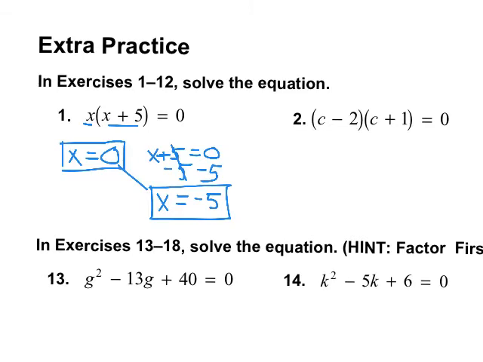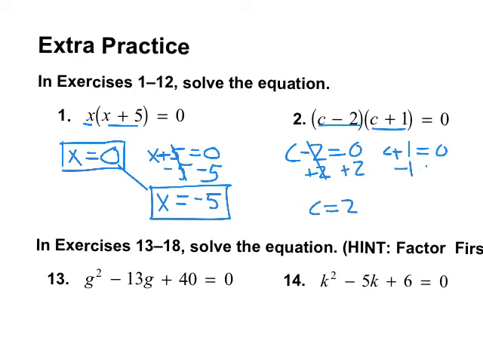Looking at number 2, I have 2 pieces here. I have c minus 2 and c plus 1. So c minus 2 could be 0, or c plus 1 could be 0. So add 2 to both sides. C could be positive 2. Subtract 1 from both sides. C could be negative 1. So there are my 2 answers.